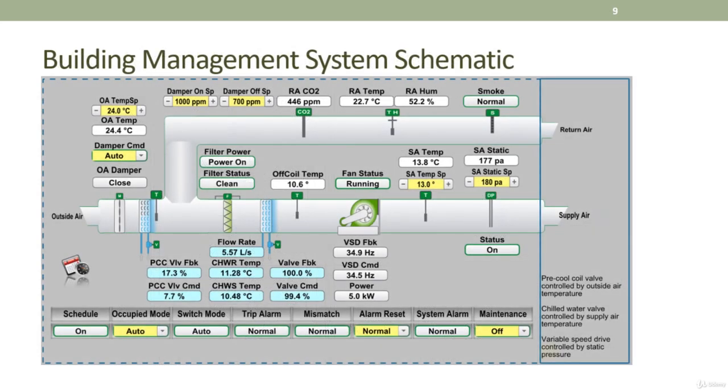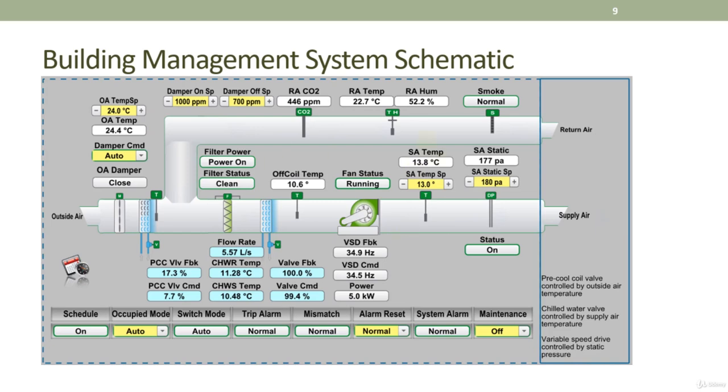And finally, this is the BMS schematic that you will definitely see in all building management systems on the air side. This is for one particular AHU. Let's say your building has 20 AHUs, you will have 20 pages like this, because each AHU will have different readings and different statuses.